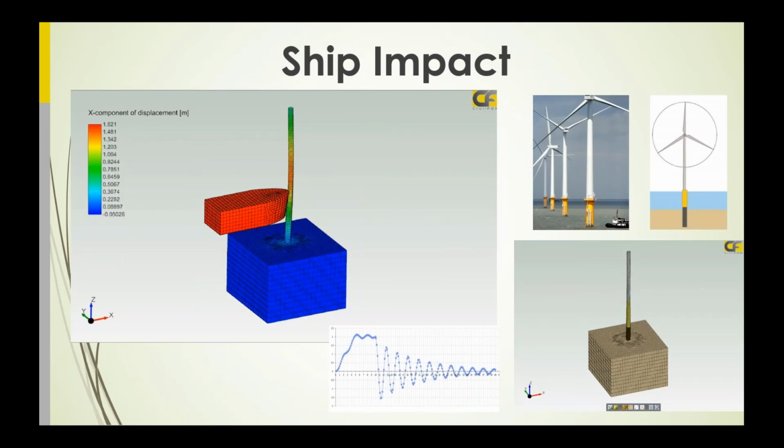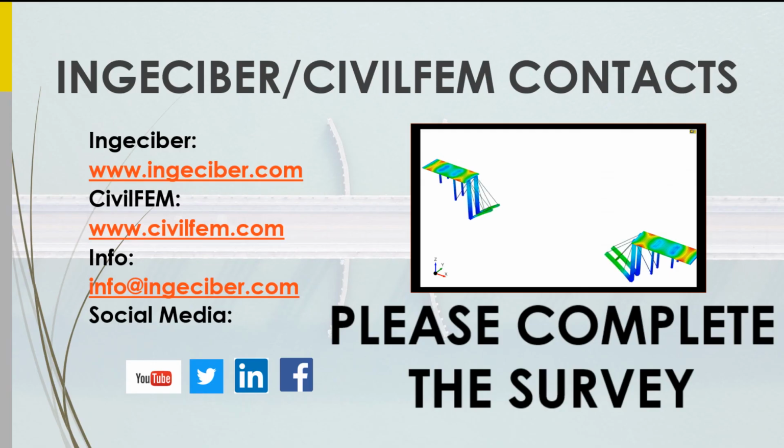And this is another model that was performed just with CivilFEM, of a ship impact on the steel part of the tower of a wind turbine and the effects on that.